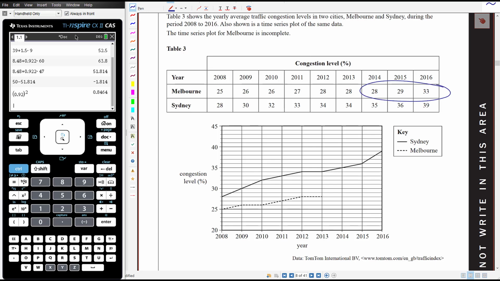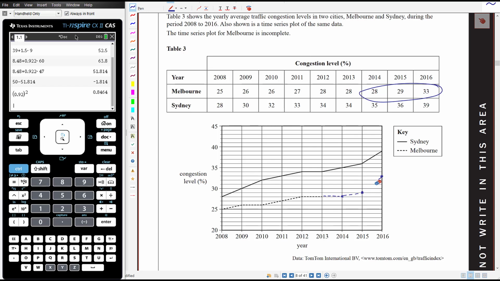So in 2014, Melbourne's congestion level is 28%. We've got a nice precise scale here, so 28% is here, which should be the same as the last 3 years. Then in 2015 it goes up to 29%, and then in 2016 it jumps up to 33%, which should be up here. We want to continue with the same type of line, and make sure we join the points.